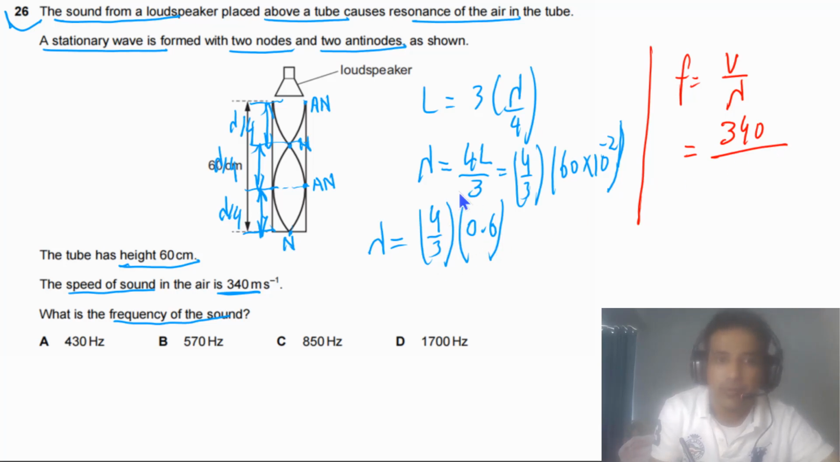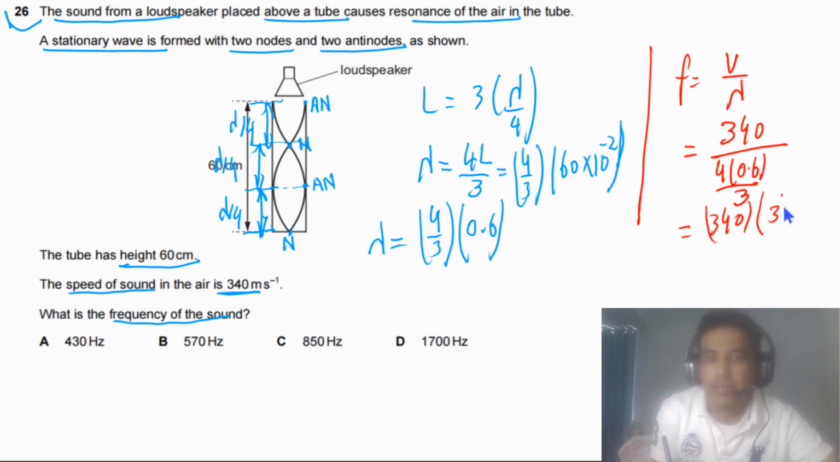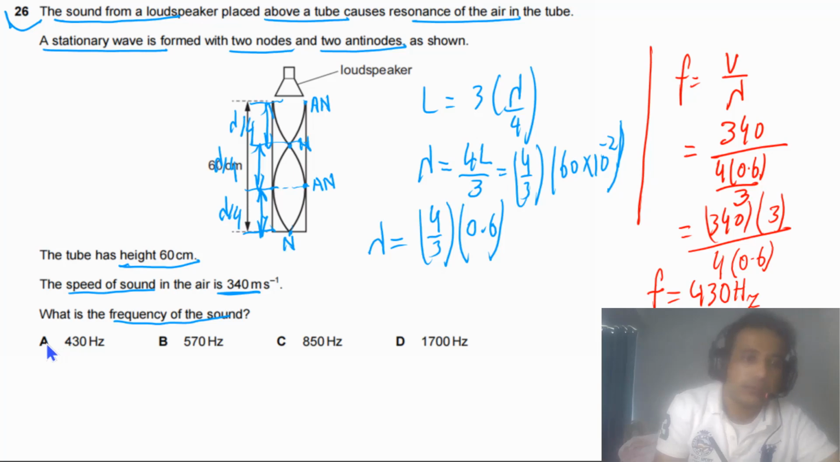We have to divide by this. So we have 4 times 0.6 divided by 3. So we can simplify, we can say this is 340 multiplied by 3 divided by 4 times 0.6. Now if we solve this one, our final answer up to 2 SF has to be equal to 430 Hertz. So this is the final answer. This is the value of frequency. So the answer for this question has to be A.